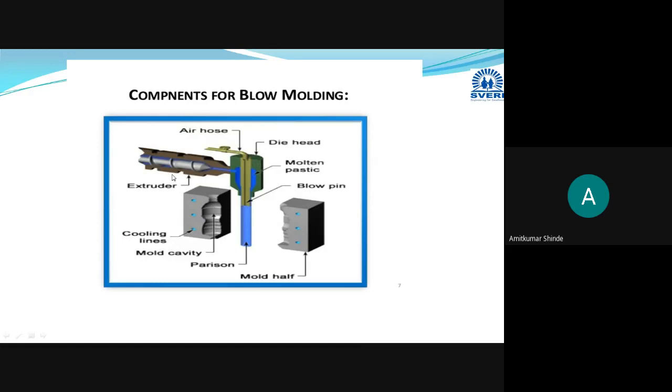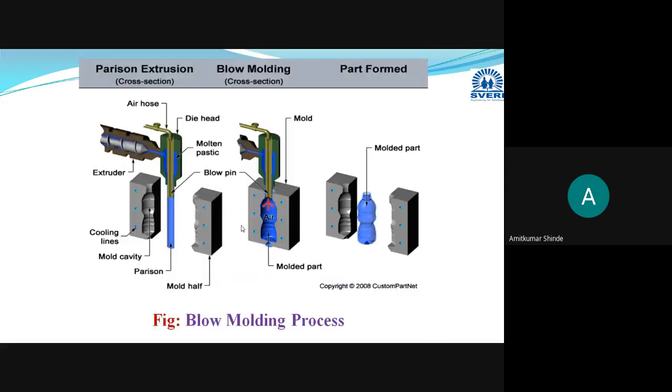Then one die head will be there, and to manufacture that parison, you can use different methods. Either you can go for the extrusion method to manufacture this parison, you can go for the injection method, or you can go for the stretching method also. That we will discuss in the later half of this lecture. So these are the basic components.